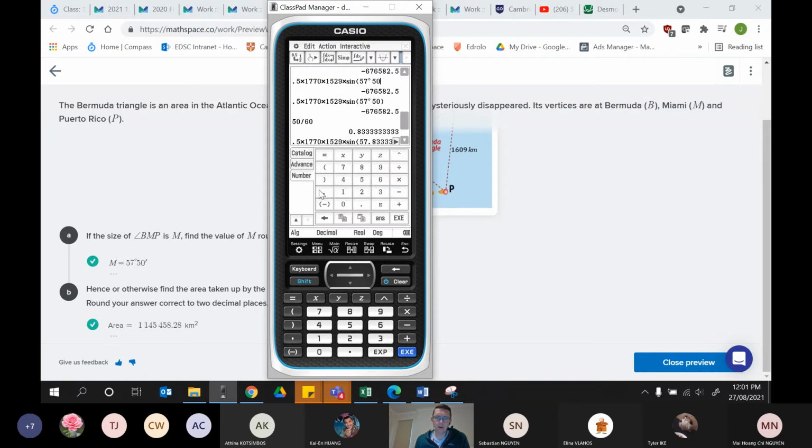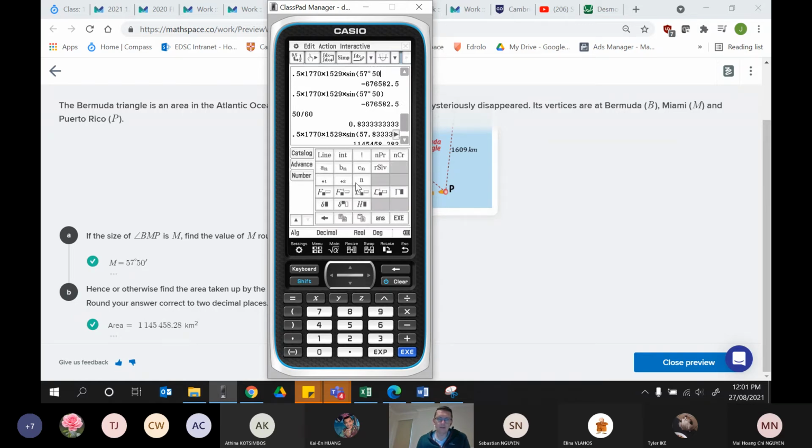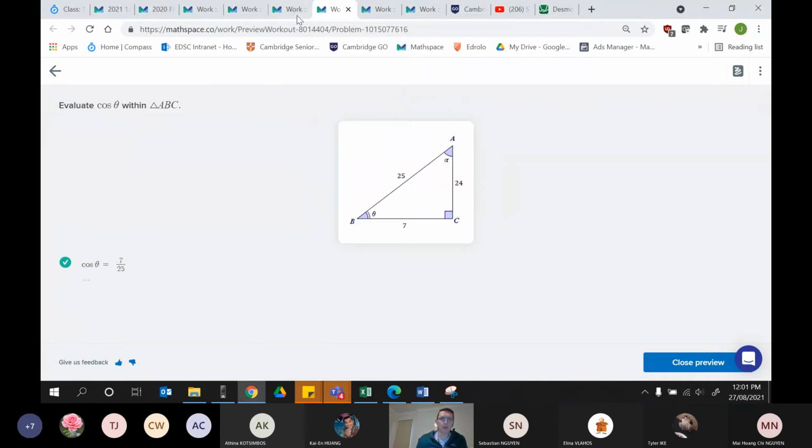Anyway, I can do it. Just convert it back into a decimal and do it that way. So divide by 60. All right, I can see why you guys struggle with that one.